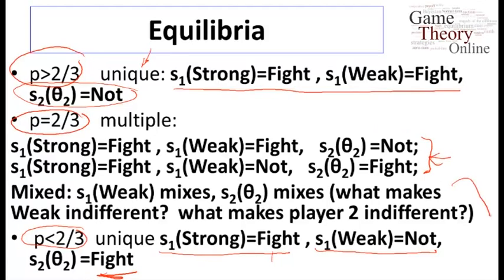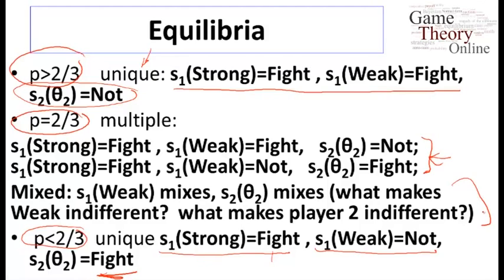You also then end up with a bunch of mixed strategy equilibria. Whether or not player 1 fights and player 2 fights, you can check what makes the weak type indifferent. What probabilities would player 2 have to fight with or not fight with to make the weak type indifferent? What makes player 2 indifferent? You can check that there are some mixed strategy equilibria in that particular case.